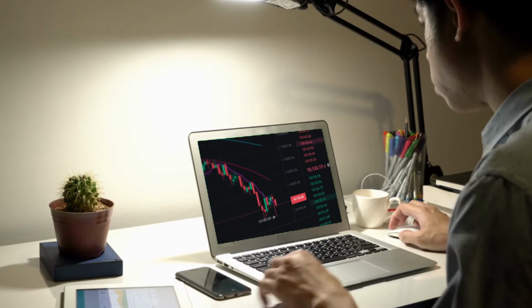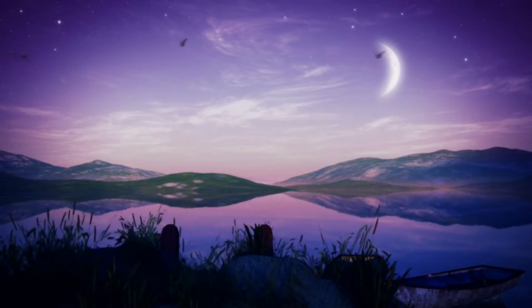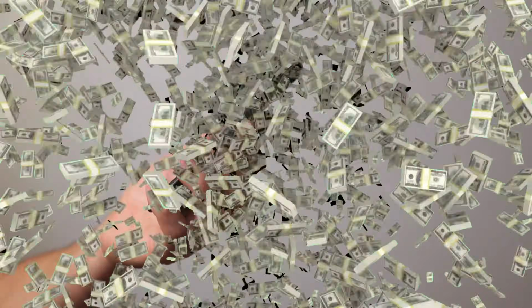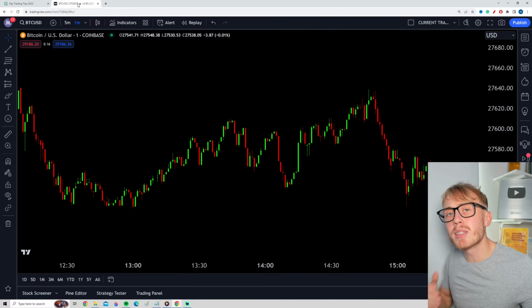Making money from the comfort of your home or even a beach chair is a dream that many of us share. But let's debunk that myth. Day trading is not about hitting a button and watching the cash roll in. It's a journey that demands time and a whole lot of effort. If you are ready to get serious about trading, you're in the right place.